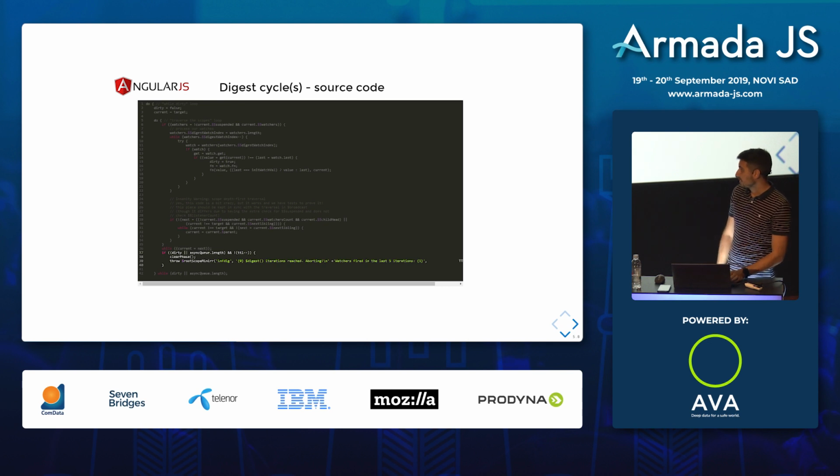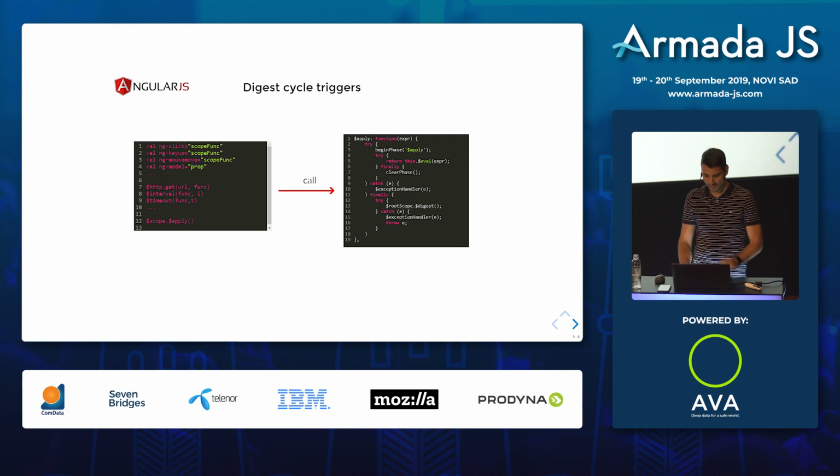This is like a protection. I mentioned TTL, which is time to live. It's set to 10. When you reach 10 dirty cycles, it will just raise an error.